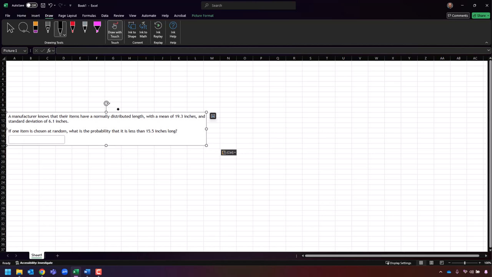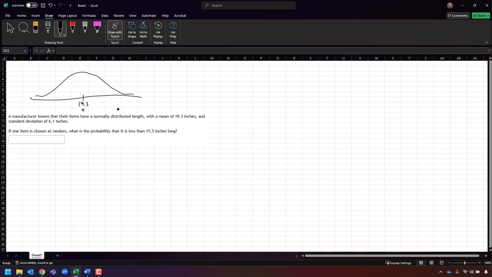So I'm going to try to do a normal curve here. What's different about this one compared to the section before is now we know the mean is 19.3. So this is x bar or mu. Now if I subtract a standard deviation from each side, we get these, and we can come up with some values here.